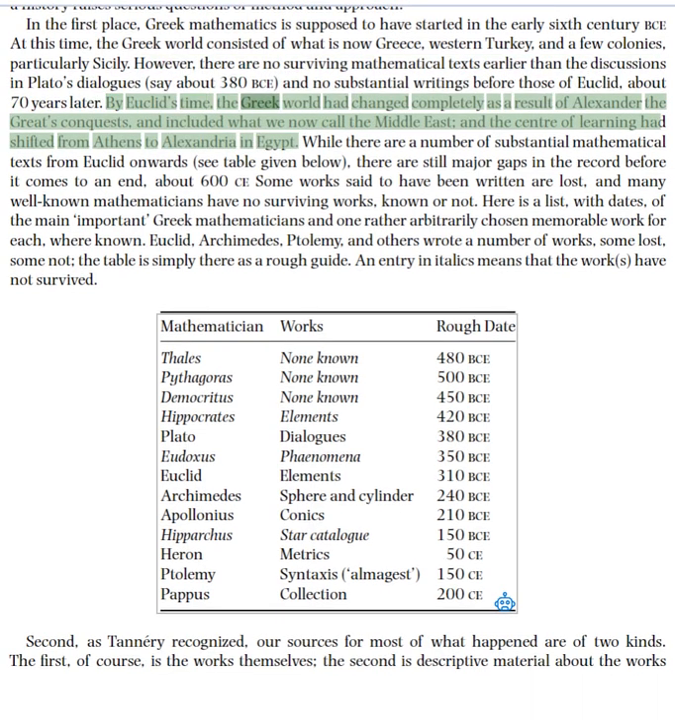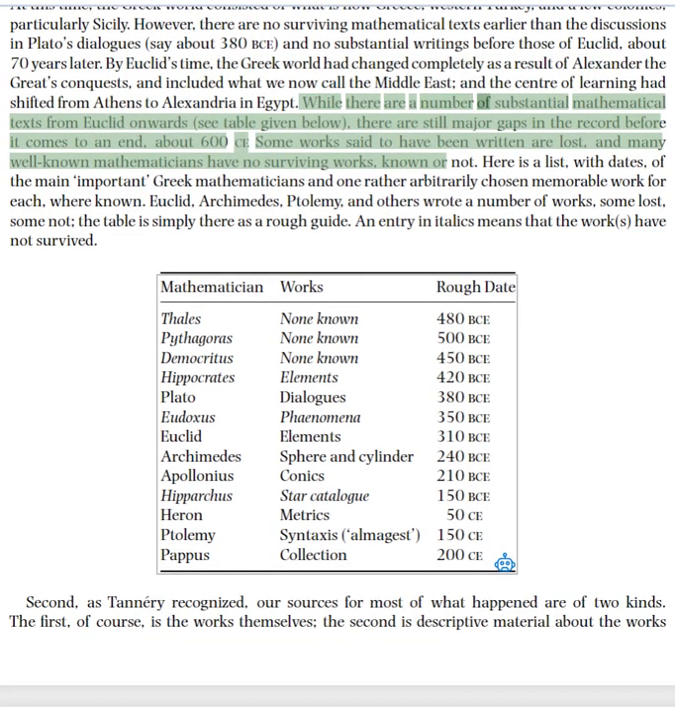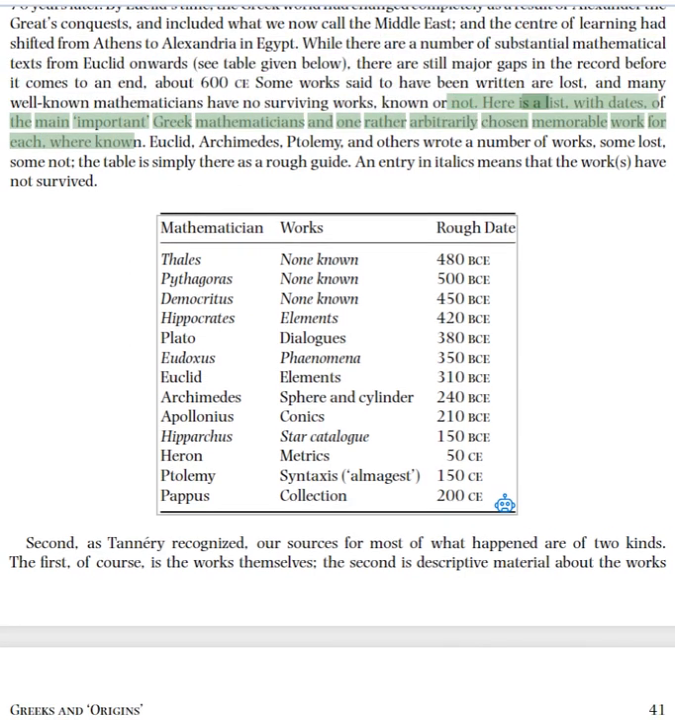By Euclid's time, the Greek world had changed completely as a result of Alexander the Great's conquests, and included what we now call the Middle East, and the center of learning had shifted from Athens to Alexandria in Egypt. While there are a number of substantial mathematical texts from Euclid onwards, there are still major gaps in the record before it comes to an end about 600 CE, with some works said to have been written now lost, and many well-known mathematicians having no surviving works. Here is a list, with dates, of the main important Greek mathematicians and one rather arbitrarily chosen memorable work for each, where known.